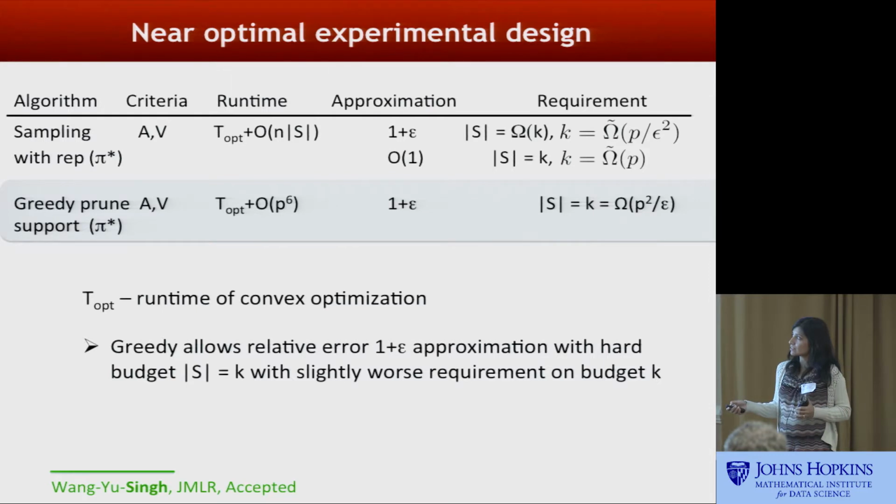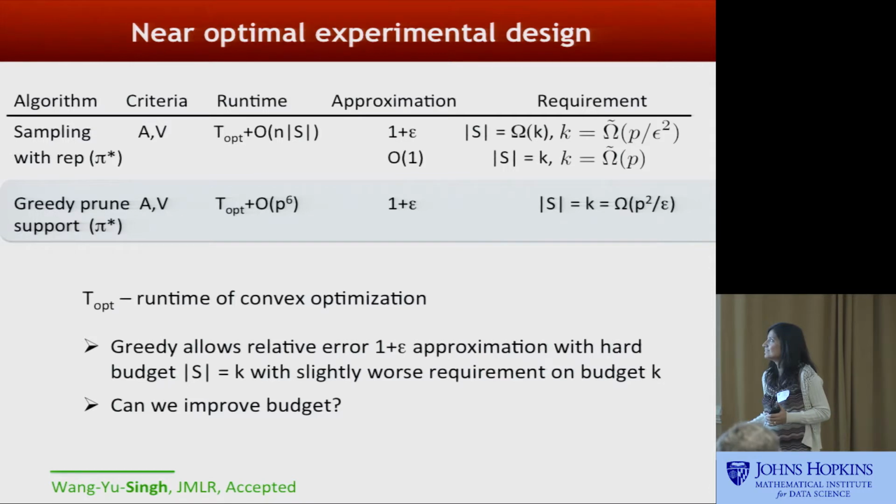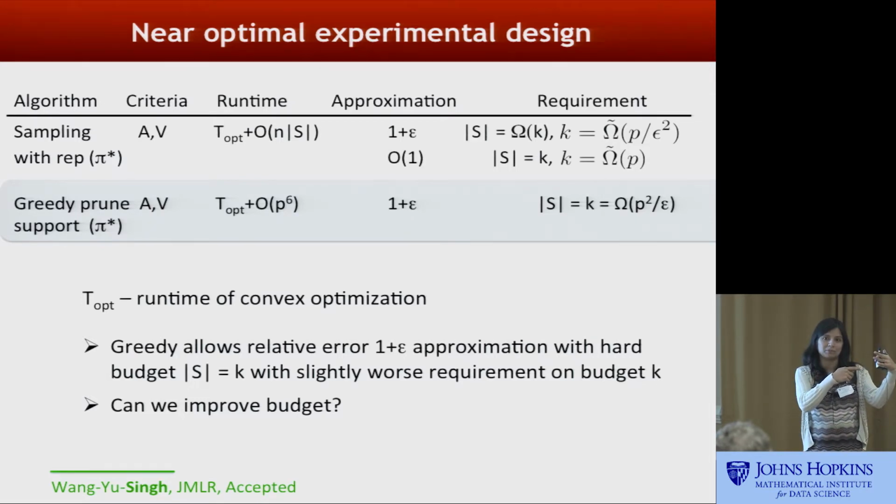So it's nice that this greedy pruning of our support actually gives us, under a hard budget, a 1 plus epsilon guarantee, but it's a slightly worse requirement on the budget, because here, remember, k was p over epsilon squared. Now it's become p squared over epsilon. Okay, so can we improve it more? An ideal scenario would be if you could say, I only need to sample p over epsilon, right? The question is, can we get to that?